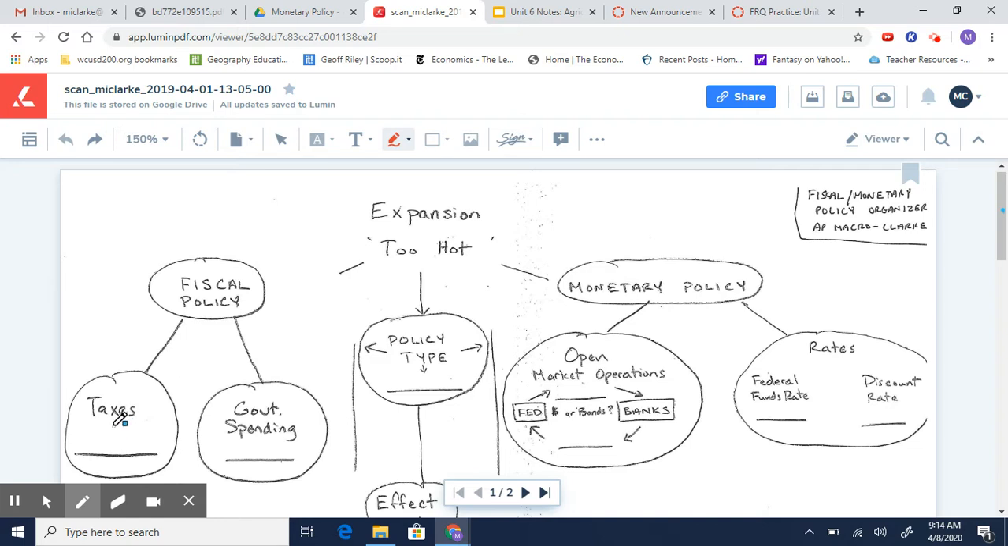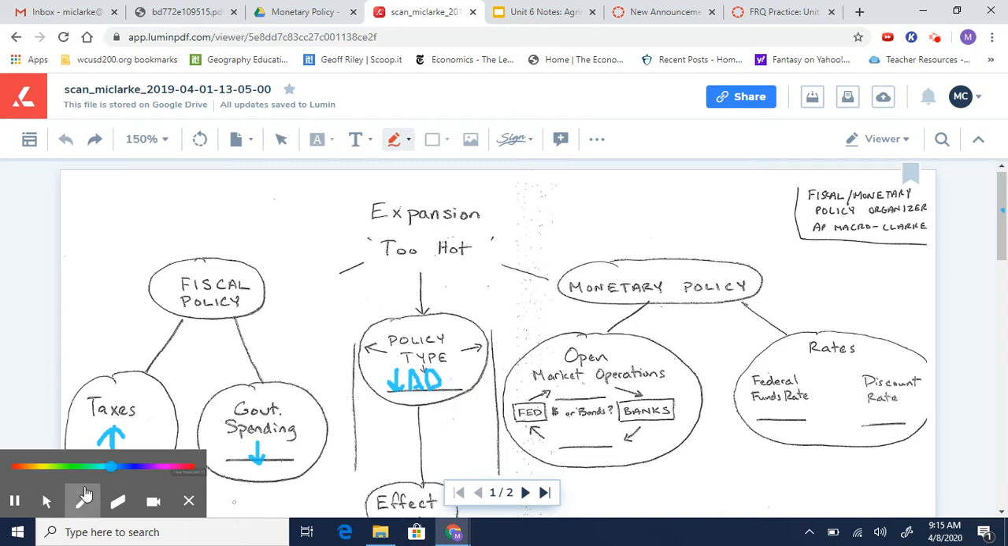And so what Congress is going to do here is they're going to increase taxes, and they're going to cut government spending. The idea behind this is by increasing taxes, it takes money out of people's pockets, and decreasing spending takes money out of the economy, which would lower aggregate demand. And so this policy type is known as contractionary policy. And so because of that, aggregate demand would fall.